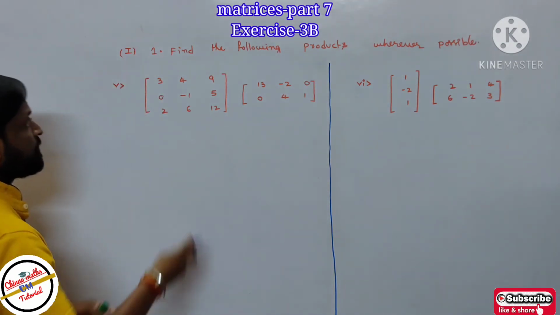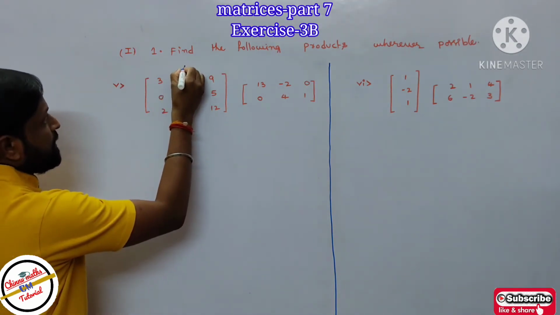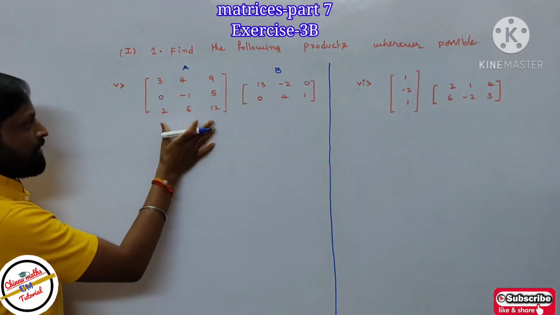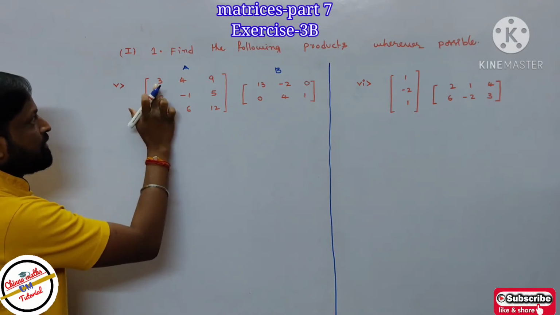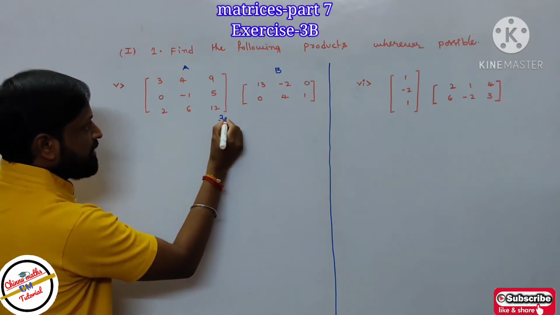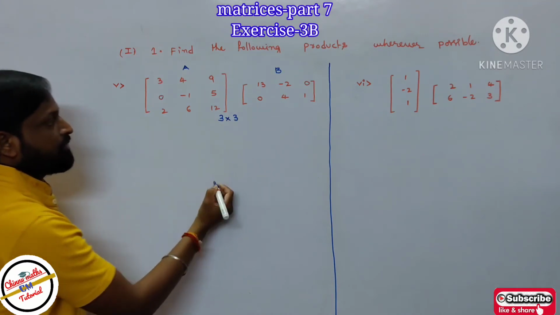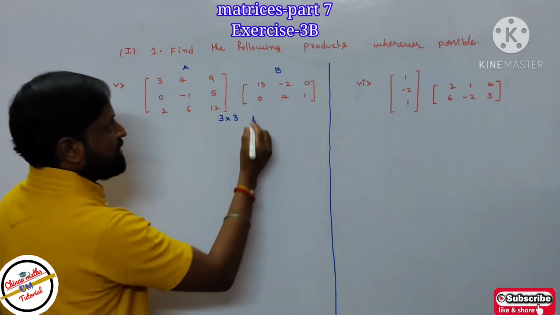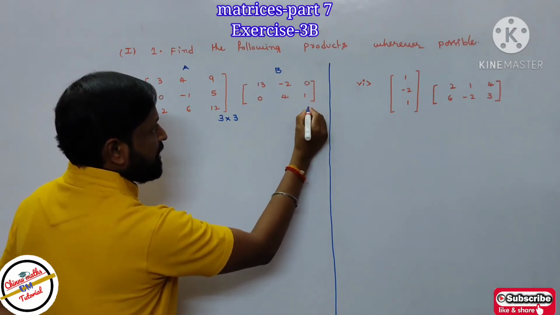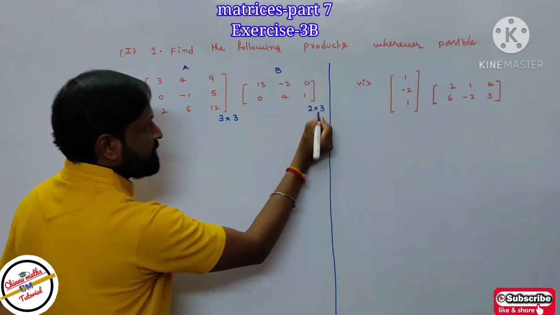So it is the matrix A. First write the order of matrix A. 3 rows and 3 columns. So that is 3 by 3 is the matrix A. Matrix B is 2 rows and 3 columns. So that means 2 by 3.